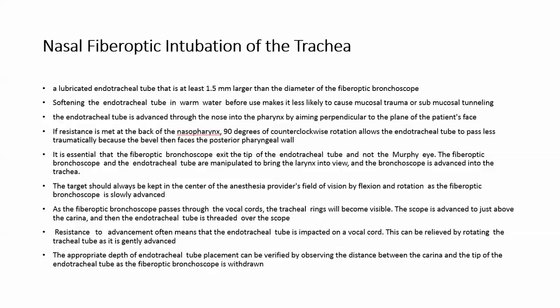Any resistance to advancement often means that the endotracheal tube is impacted on the arytenoids or the vocal cords. This can be relieved by counterclockwise rotation of the endotracheal tube as it is gently advanced. The appropriate depth of the endotracheal tube can be verified by observing the distance between the carina and the tip of the endotracheal tube as the fiber optic bronchoscope is withdrawn.